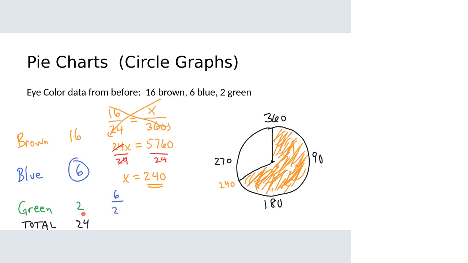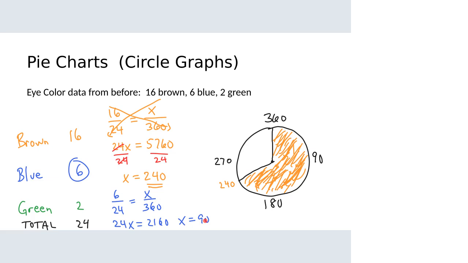I just can't write. Okay, 6 out of 24 students. So how many out of 360 degrees? Again, we're setting up a proportion using that same philosophy. We'll cross multiply and have 24x is, let's see, 6 times 360 is 2160. We'll divide both sides by 24 and end up with x is 90. So I wind up with x is 90, which means I need to give 90 degrees to blue.